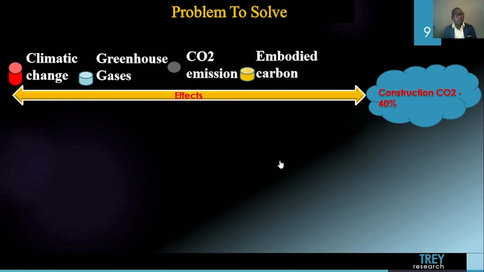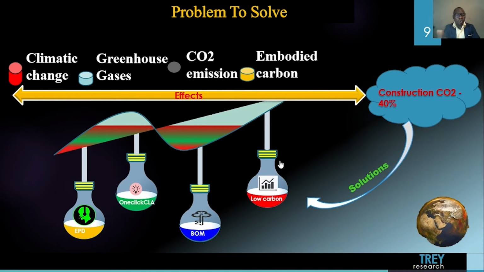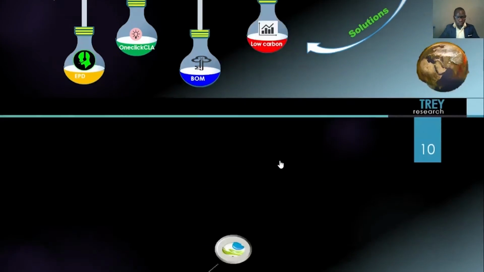We must solve the problem of climatic change, reduce greenhouse gases, CO2 emission increment, and reduction of CO2 embodied carbon. Now, these are the solutions. These are the approaches we need to follow. Using environmental product declaration, LCA and BIM approach, the designers and architects must select low sustainable material during the design stage.